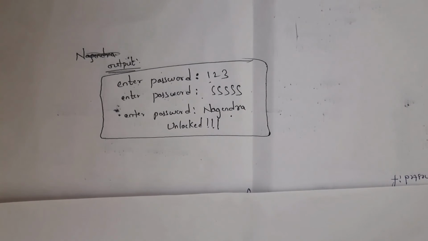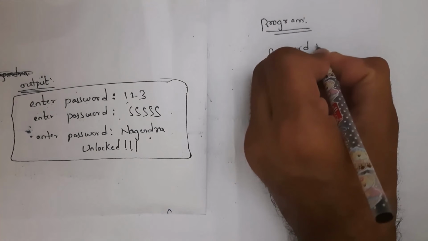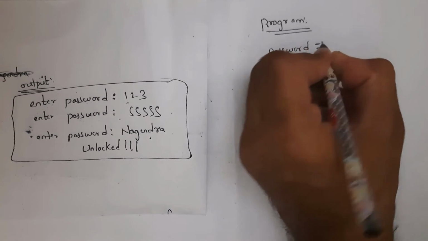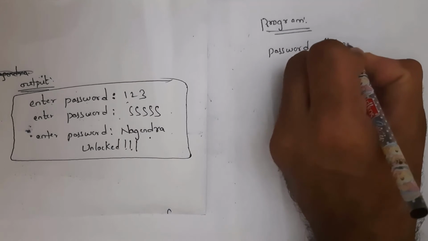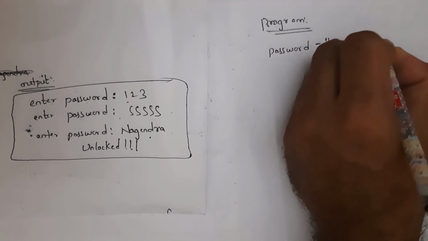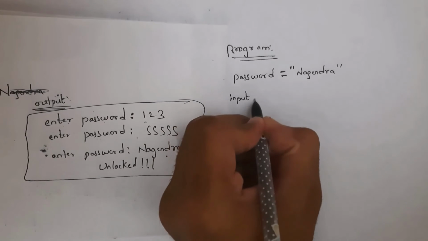I will write program for this by using else statement with while loop. Here I took variable name as password and I want to give password, that is Nagendra. So I am writing password is equal to Nagendra. Nagendra is string, so you need to write this in double quotations. Double quotations close. I took another variable. That variable name is input underscore password.